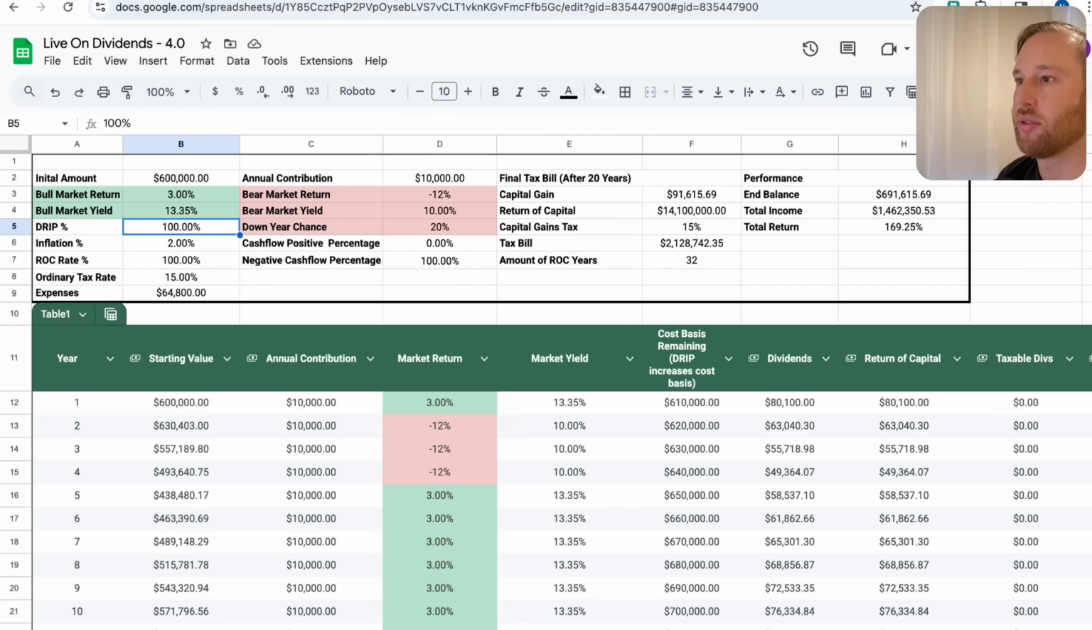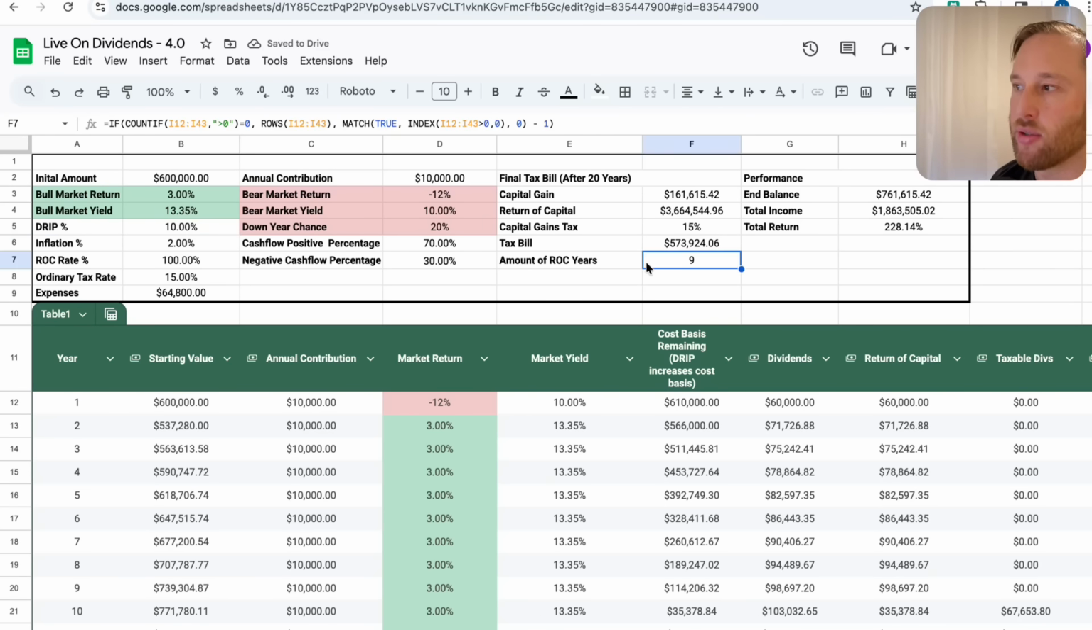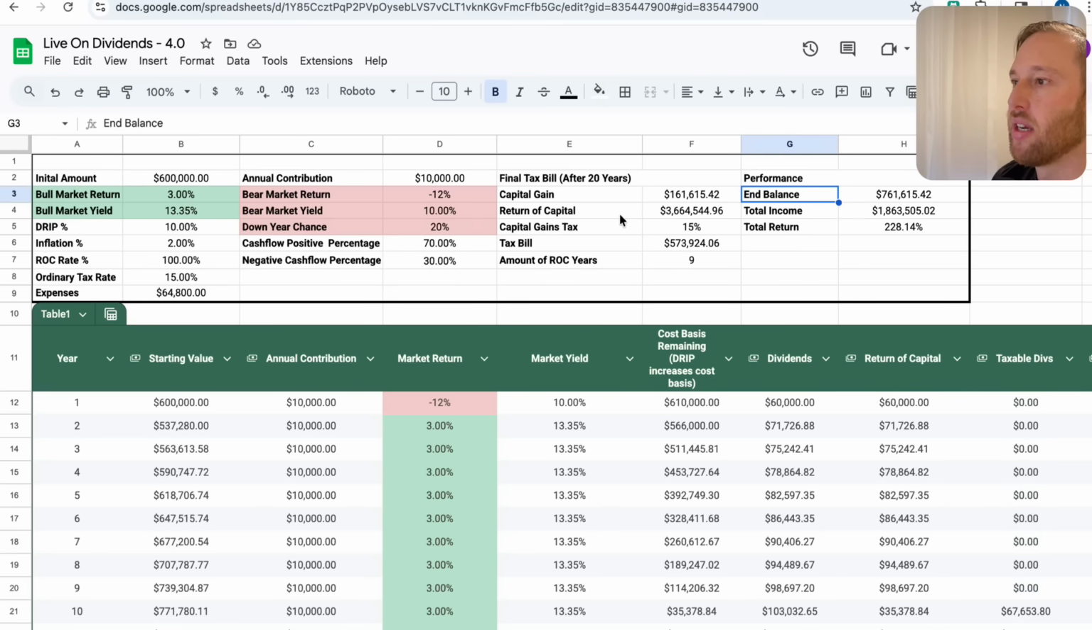All right, but let's go back to the reality, and that's 10% DRIP. And so the amount of ROC years would still be nine. Very good, not paying tax for 9 years, guys. In this case, the end balance with this setup, 600K, with 70% of the time cash flow positive, 30% of the time cash flow negative, we'll have an ending balance of 761K. So not phenomenal appreciation, right? But total income of almost $2 million for a total return of 228%.